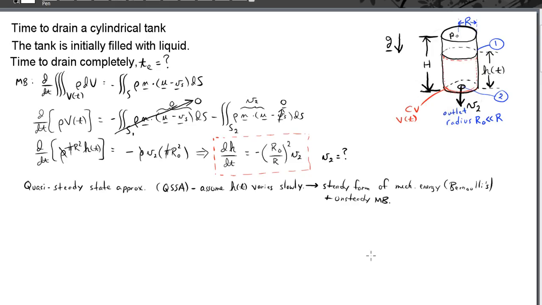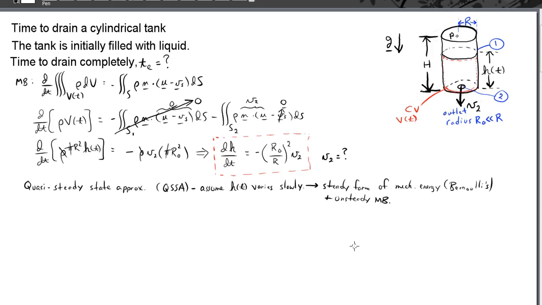So in other words, we assume that at any instant in time, because the height of the free surface of the liquid is moving so slowly, we can treat it as if it were constant when applying the mechanical energy equation. And this allows us to get an expression for the velocity V2 with which the fluid leaves the container. We can then plug that into our macroscopic mass balance, which incorporates the unsteady behavior, and then find a result. And that's why it's quasi-steady. It's a steady form of mechanical energy, or Bernoulli, coupled with the fully unsteady form of the mass balance.